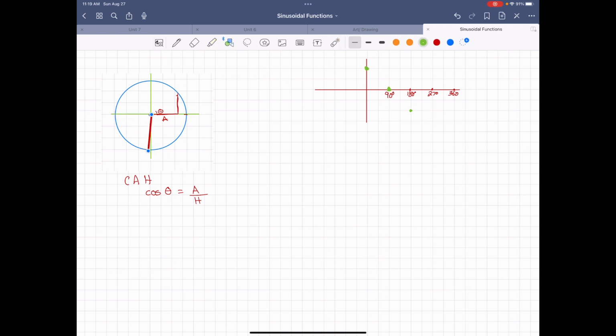And then right here will be 0 again, my adjacent side. And then back to where we started at, you are having an adjacent side of 1. Okay, so right here it's also a curve.